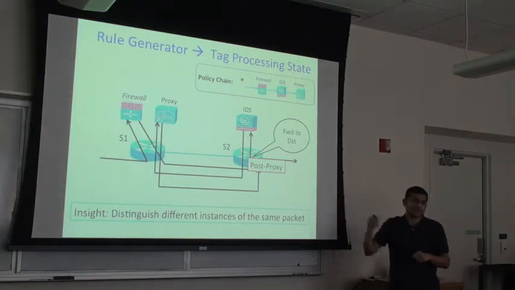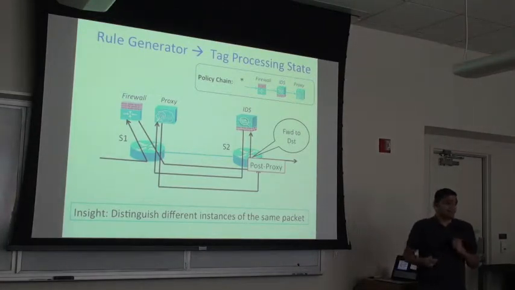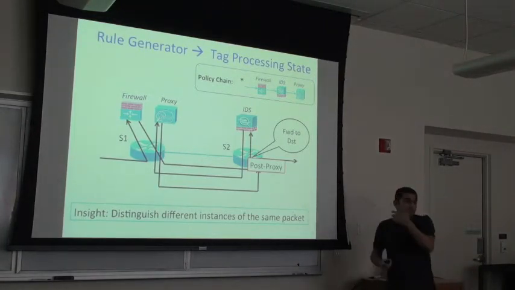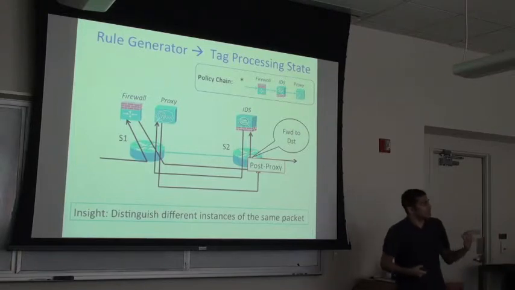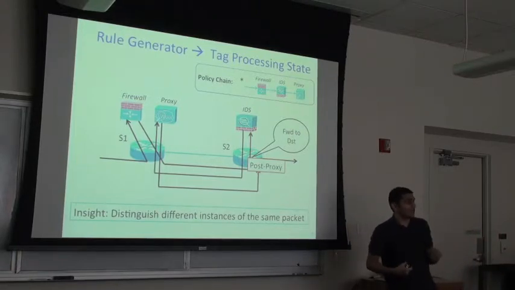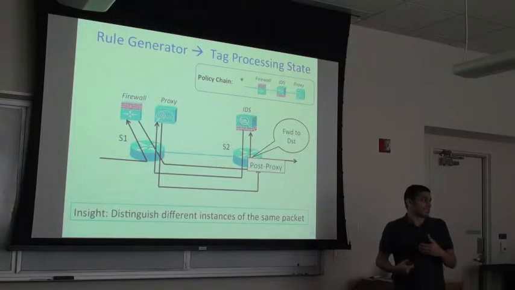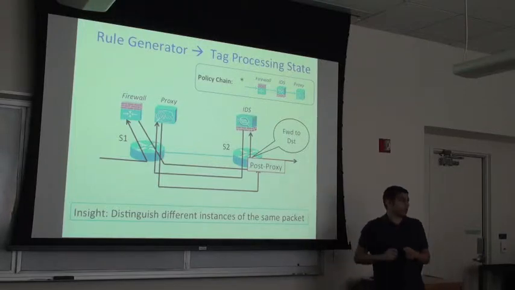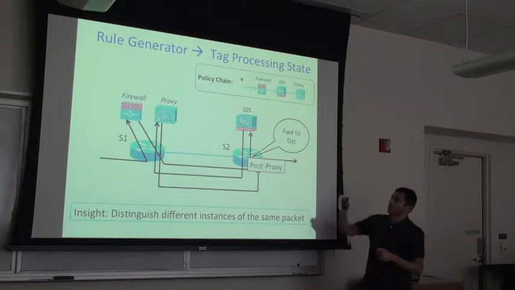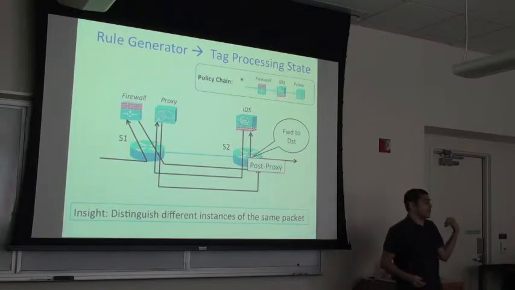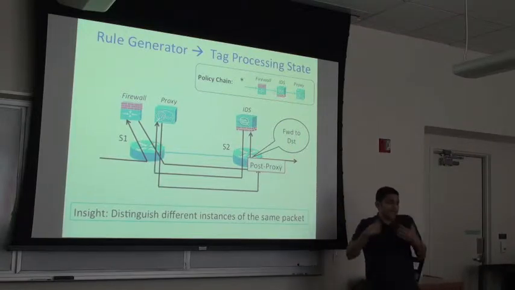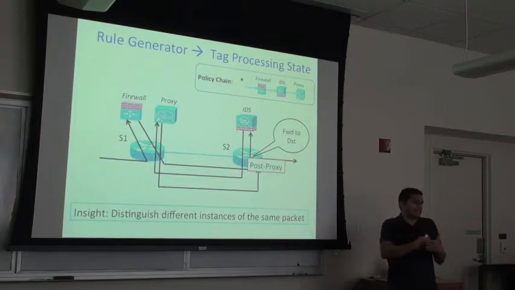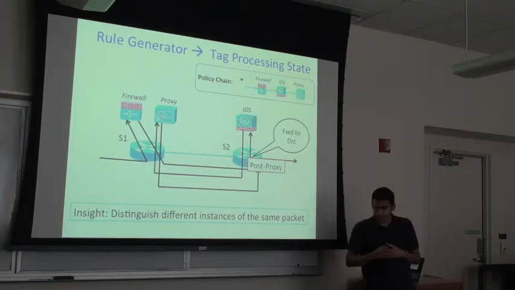Once you have these additional logical tags, switch S2 can now distinguish these different incarnations and use the processing context, or the processing state, to decide what the forwarding action should be. In this case, because I know it's post-proxy, I know I should forward it to the destination. But if it was post-firewall, I would send it back to the IDS. So you're breaking the loop by adding state inside the packet header itself.